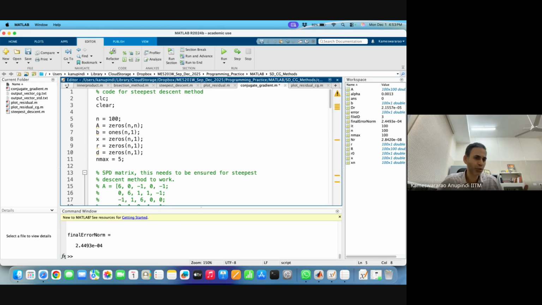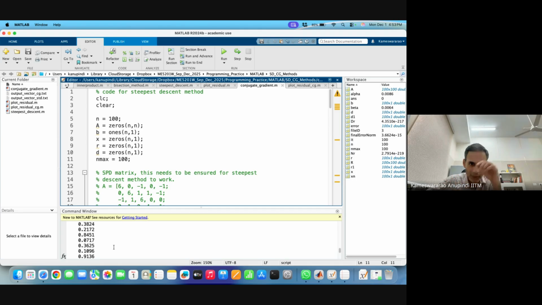So 100 by 100 we cannot visualize, right? 100 dimensions, but then let me put 100 by 100 and 100 here for the conjugate gradient. Let us see what will be the norm of this. So the previous one was 2e minus 4. This would be how much?